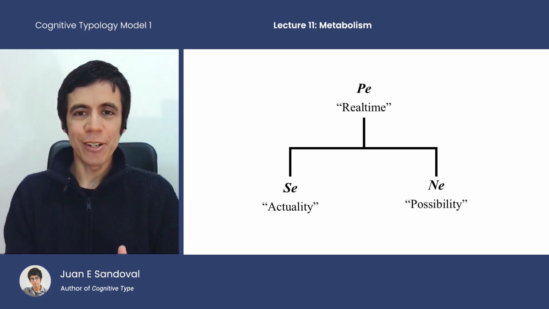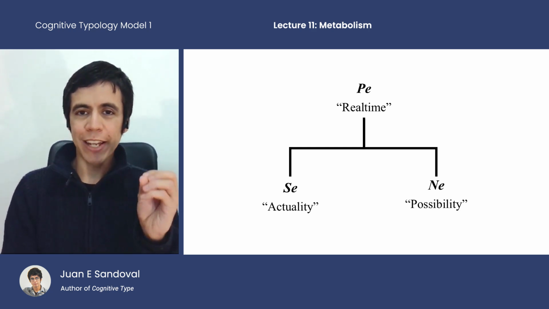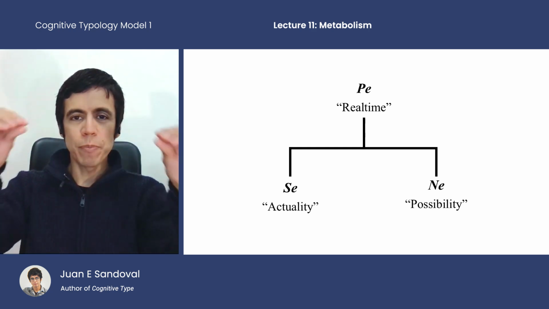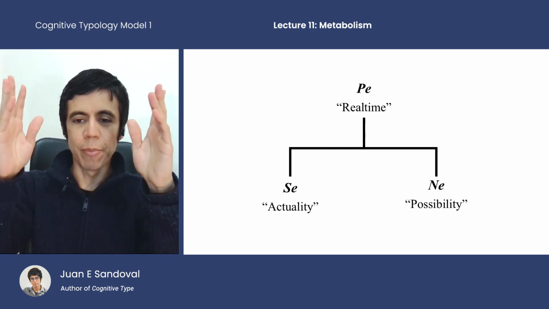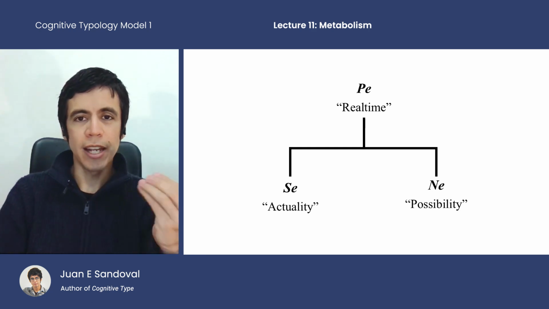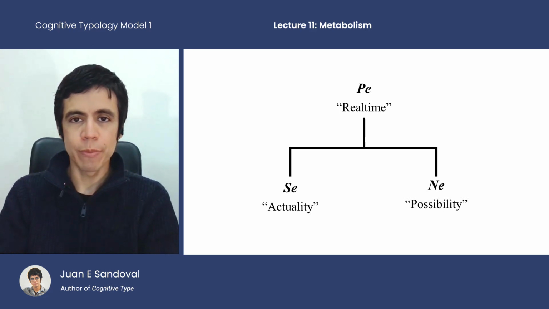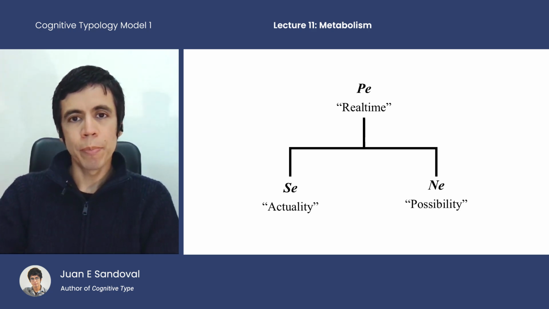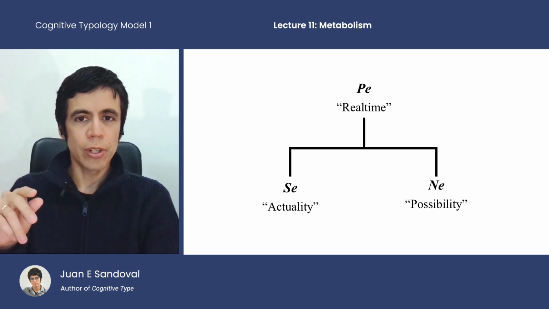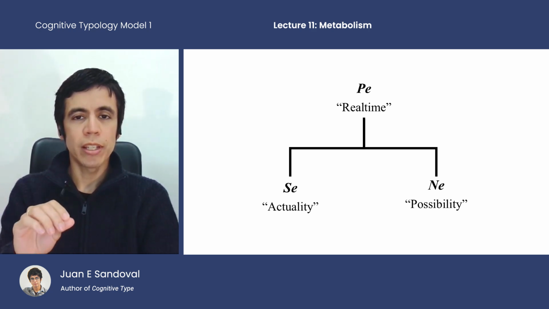All right, having said all of that, we are now ready to talk about the two different forms of PE, and that would be SE versus NE. So we have P here at the top, which is real time, and then below that we have the two different forms of real time, one being SE as actuality and the other being NE as possibility. Both of these happen in real time in the present moment. So there are real-time actualities and there are real-time possibilities. We'll get into these terms more in just a moment here, but first let's talk about what actually is different metabolically between these two processes.